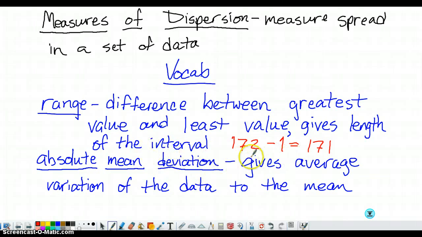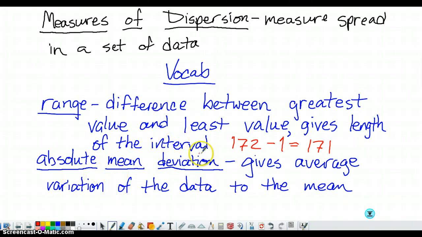If I took a look at the data from yesterday, I think the biggest value was 172, and the smallest was 1. So if I take 172 minus 1, that gives me the range, or spread from least to greatest value, and that's a distance of 171.